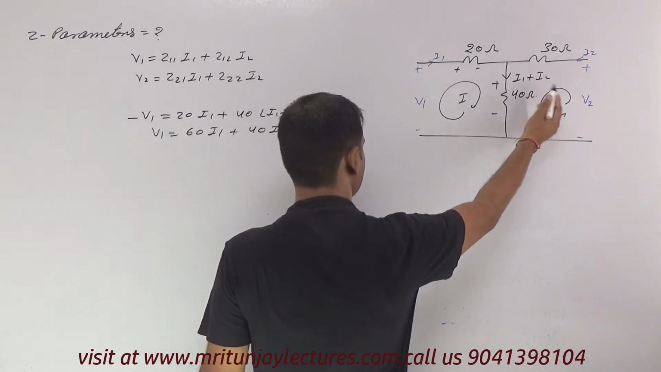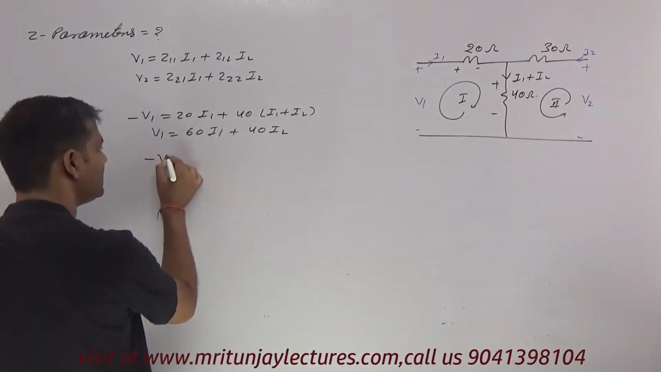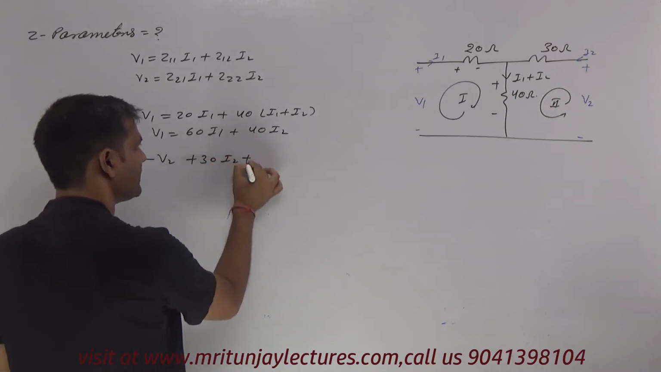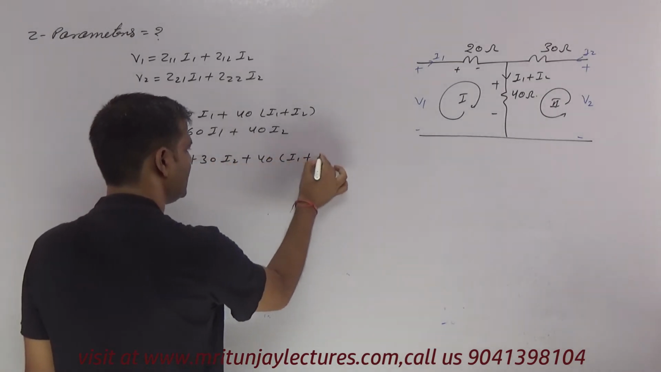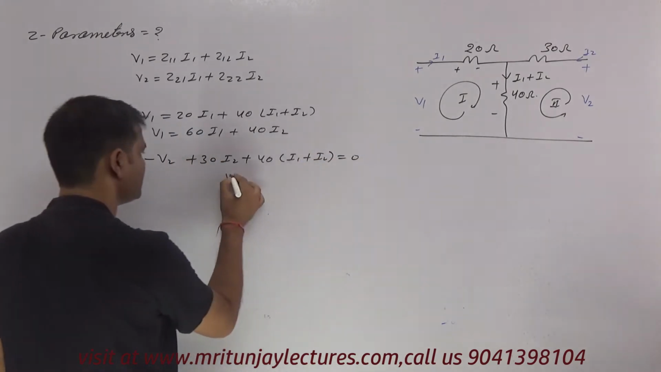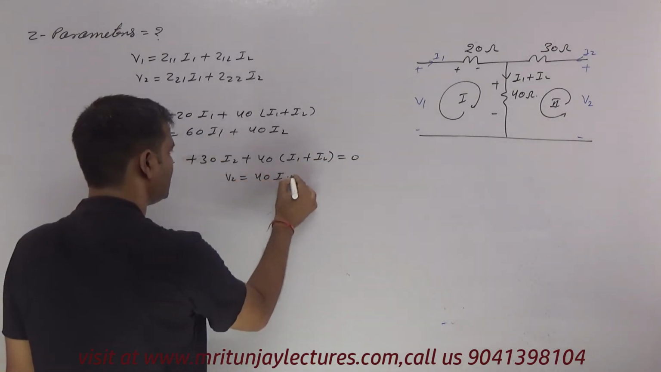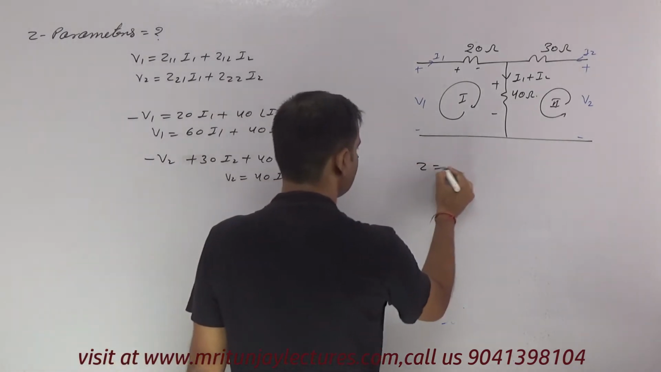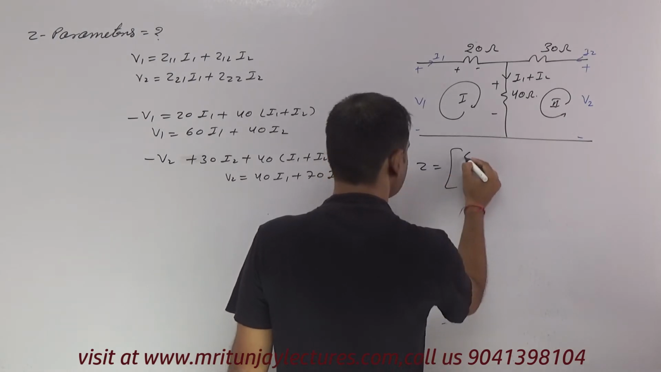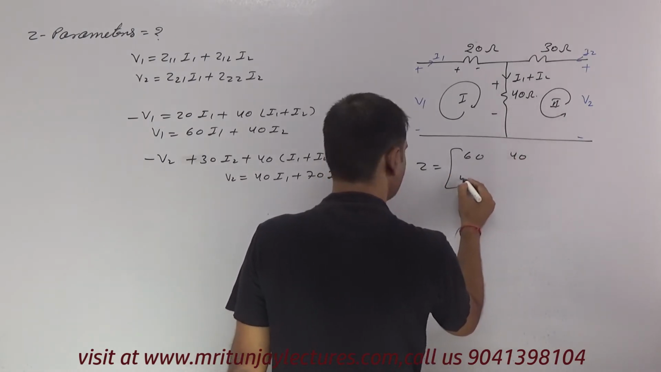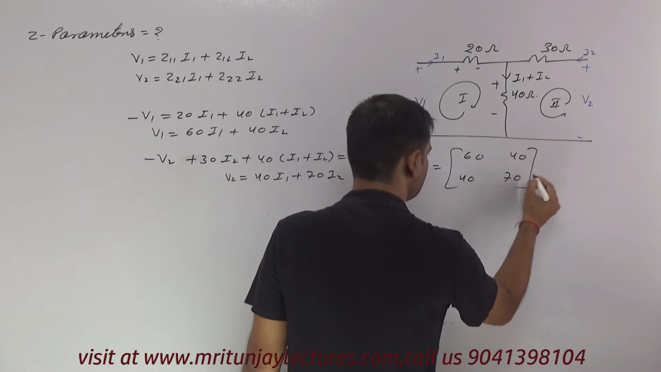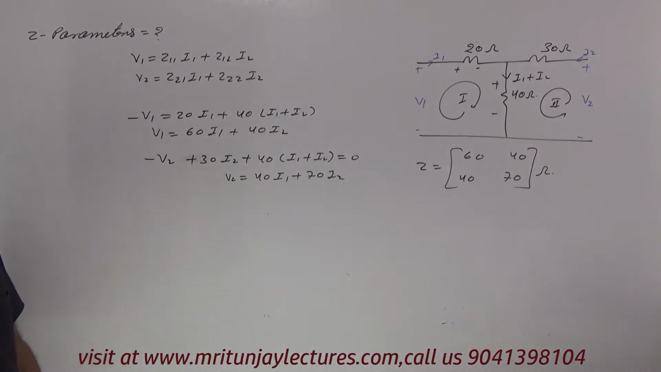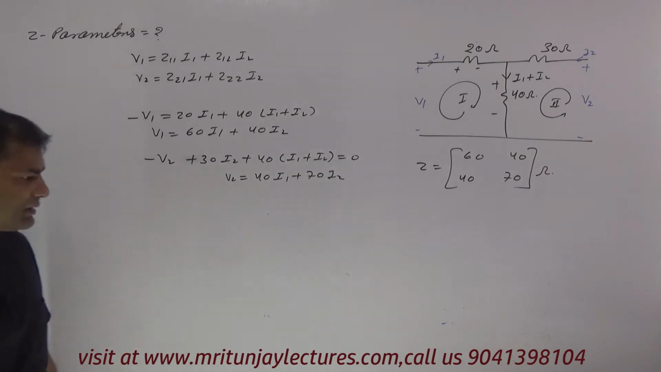Now here, minus V2 plus 30 I2 plus 40 (I1 plus I2) will be equal to 0. So V2 will be equal to 40 I1 plus 70 I2. So what about the Z parameter? The Z parameters are 60, 40, 40 and 70 ohm corresponding to this one. Okay, so first of all make it.